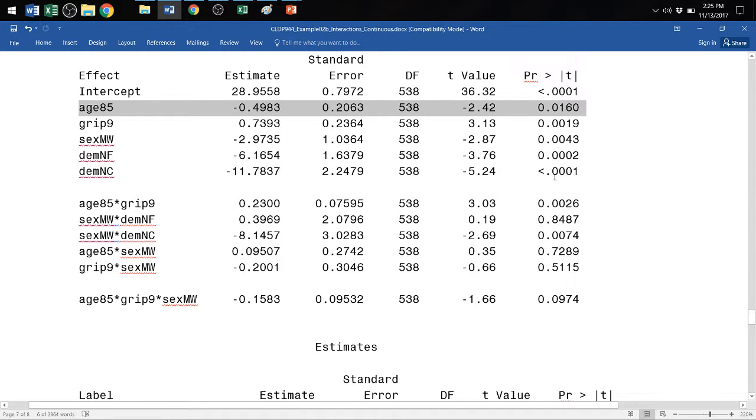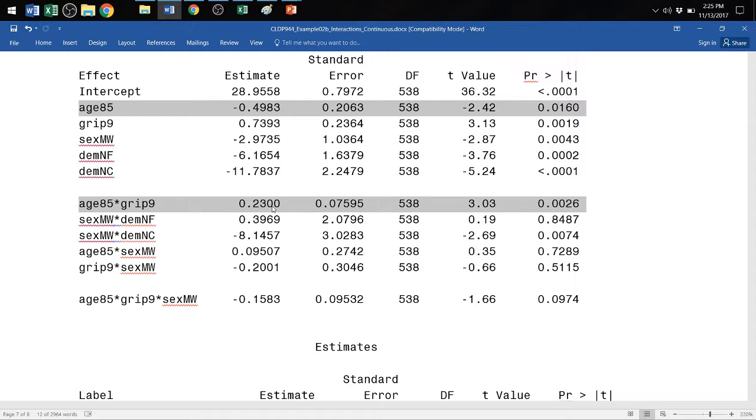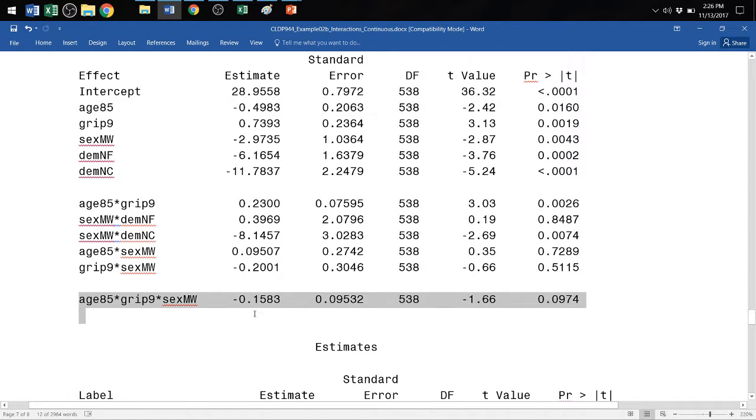Let's go this way. So here's my effective age. For men who have average grip strength, it's significantly negative. The effective age becomes significantly less negative if you're stronger, 0.2 less negative for every unit grip. And that tendency for age to matter less in stronger people is reduced in women.